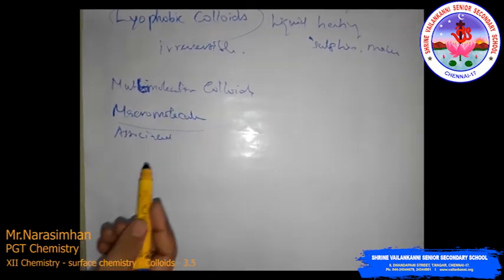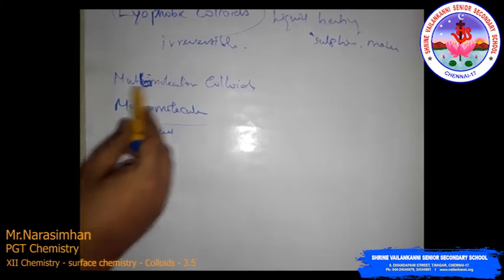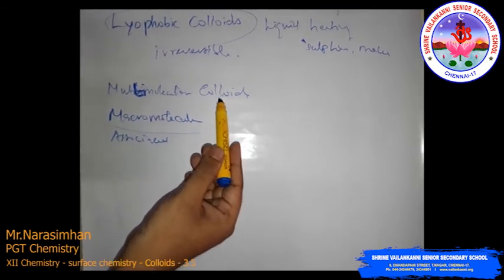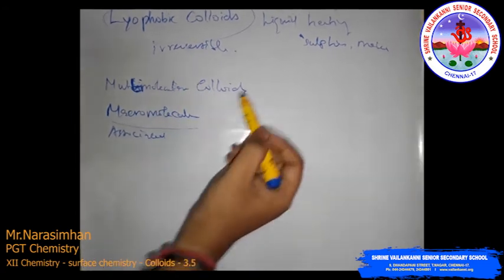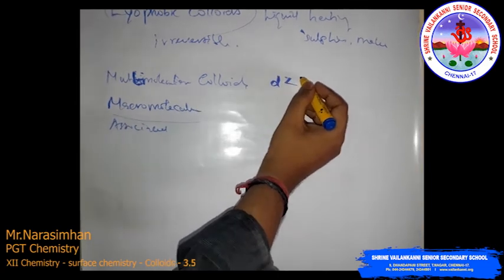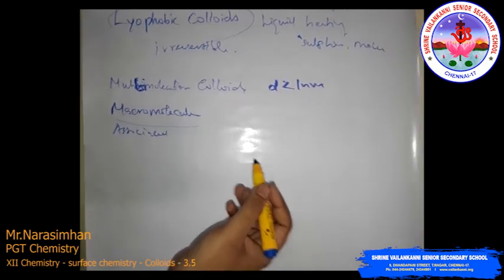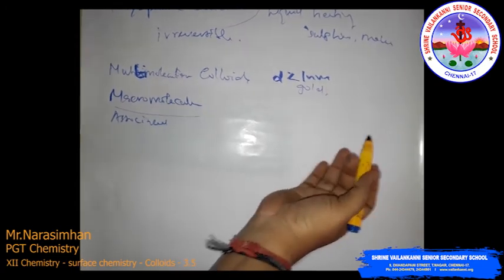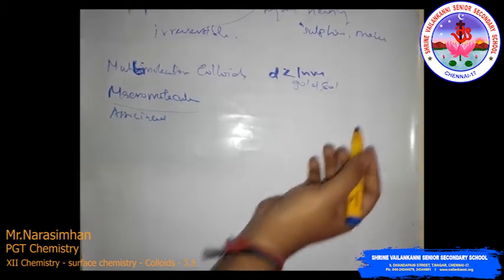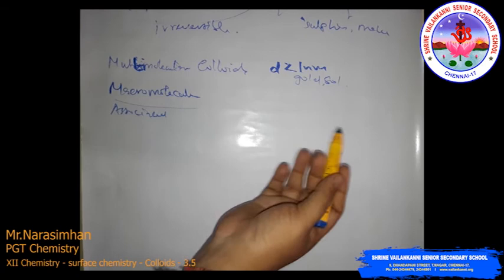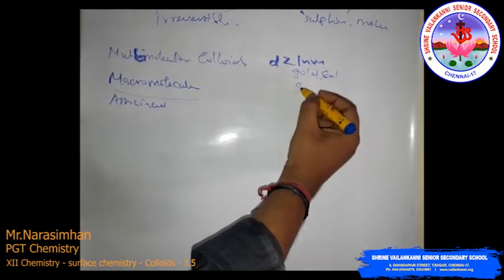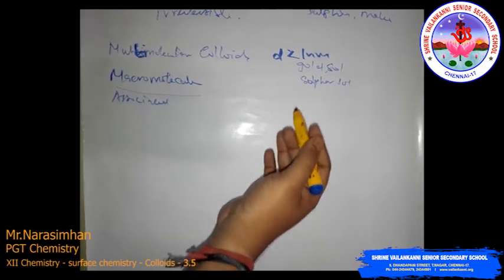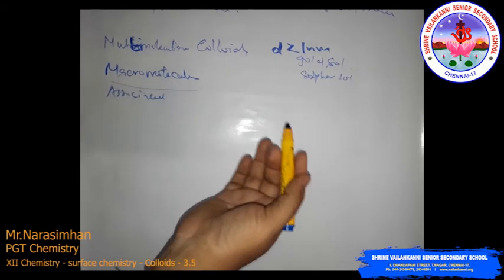First, the multi-molecular colloids. On dissolution, a large number of atoms or smaller molecules of a substance aggregate together to form species having a size in the colloidal range, that is, a diameter of less than 1 nanometer. These are called multi-molecular colloids. Examples are gold sol or sulfur sol, consisting of particles containing thousands or more atoms or molecules.